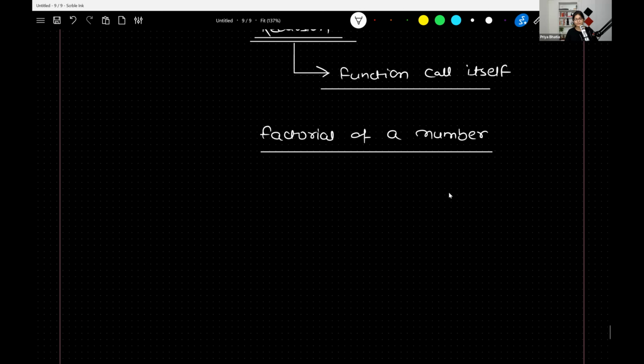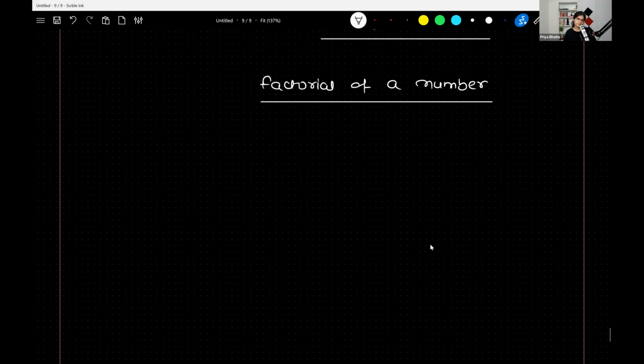So let's say we will try to find the factorial of 5. I hope everyone knows what the factorial of 5 is. It will be 120. 5 into 4 into 3 into 2 into 1. In layman's terms, you will say it is 120. That's how we calculate this, right?